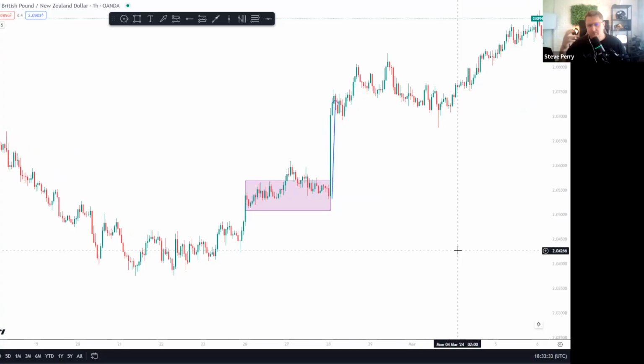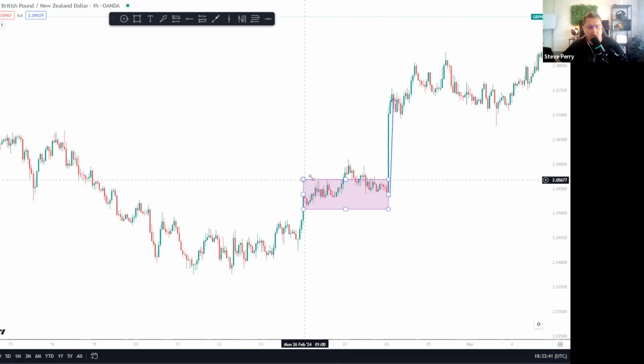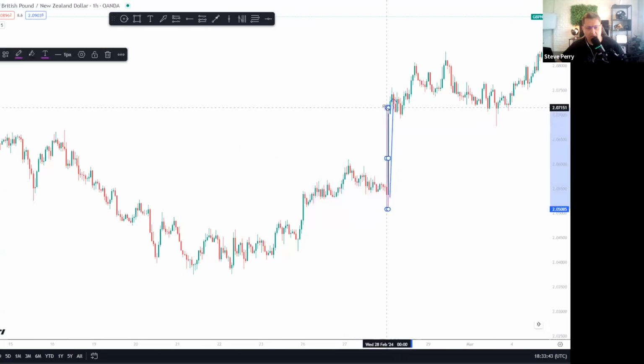You actually can use a Fibonacci, but before I use the Fibonacci, I actually go back in time further, and I'll actually draw out the whole candle itself.